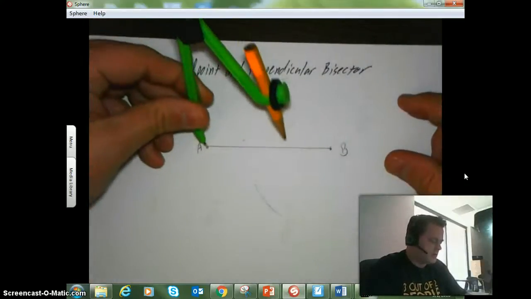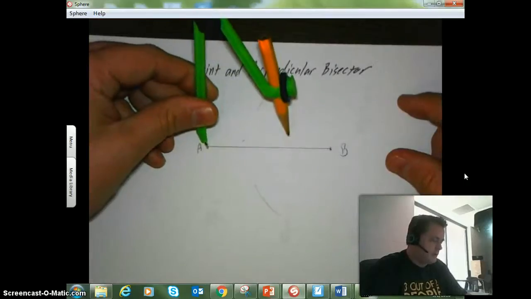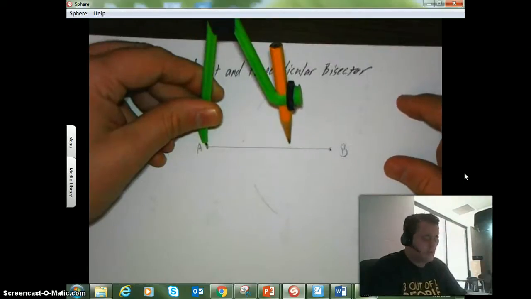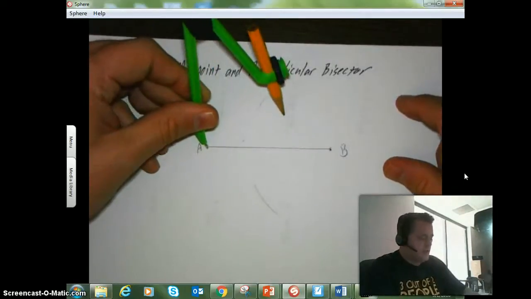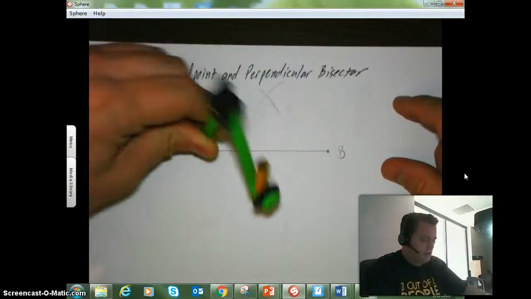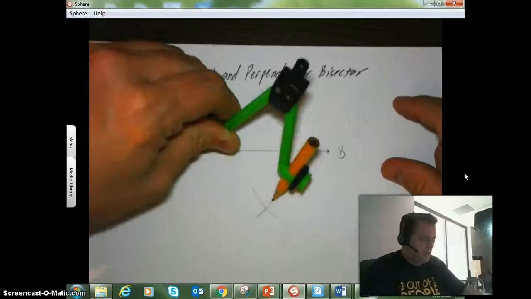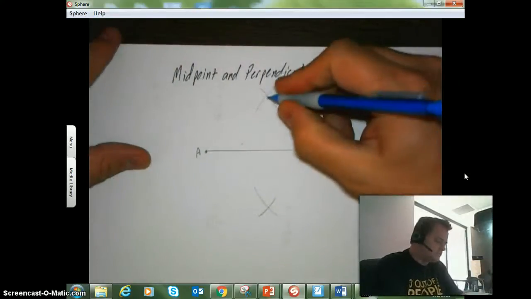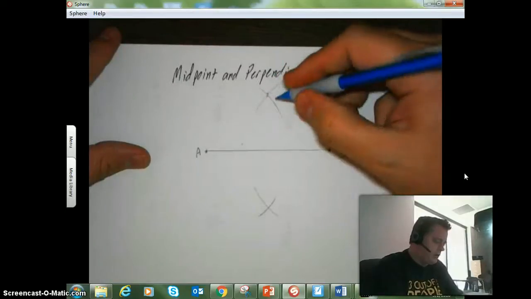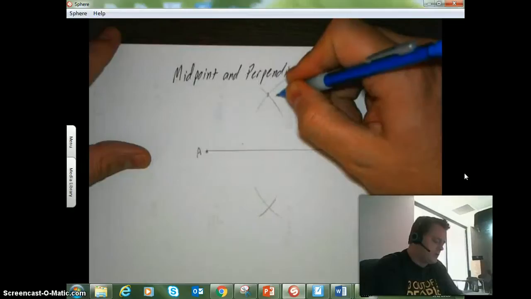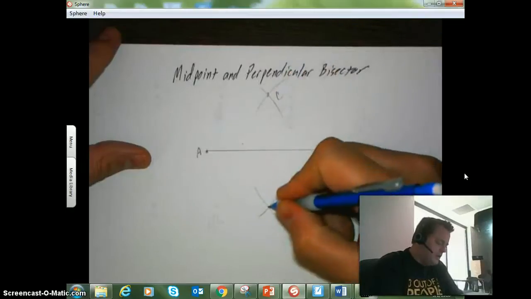Now I'm going to go to my left hand and move my compass, without opening or closing it in any way, to the other endpoint, and I'm going to repeat the process. I'm going to make an arc above the line and below the line. What we want to see is where those intersect. At this point we can give these points names. I can call this one C and I can call this one D.